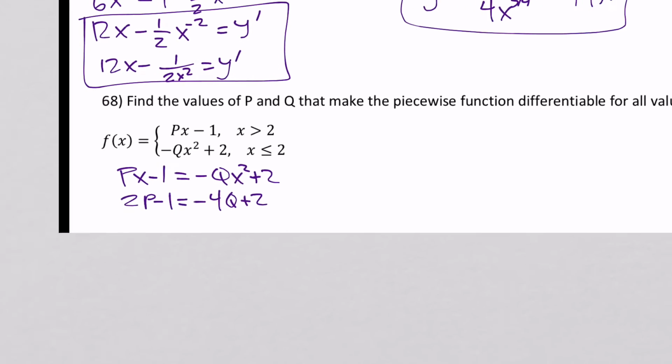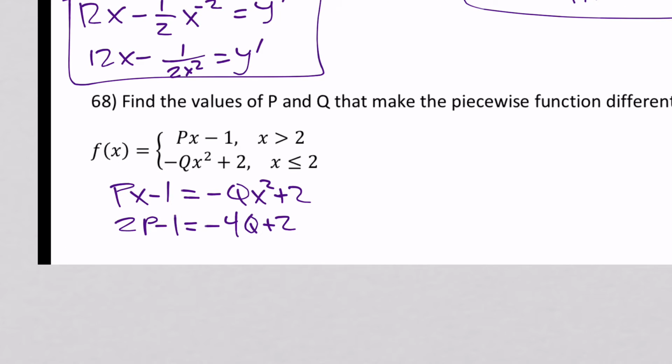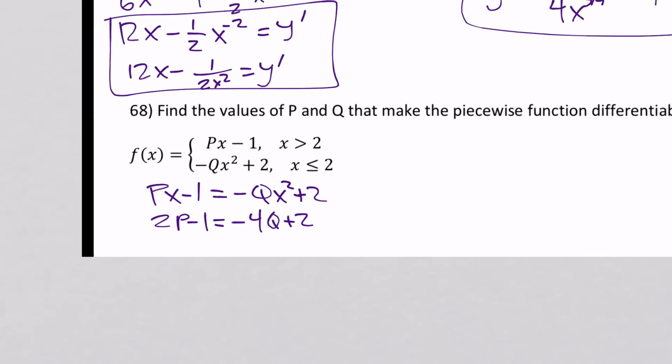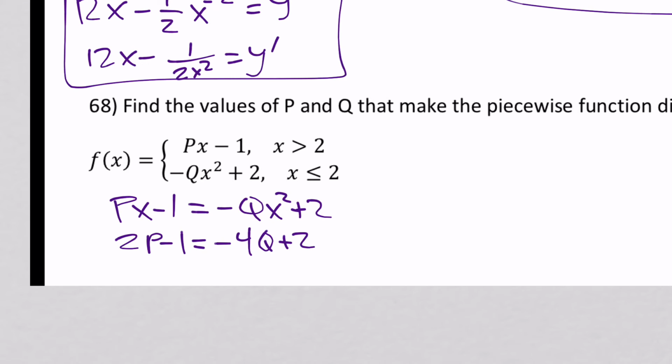Our second equation comes from the derivatives needing to be continuous. That's what it means for a function to be differentiable. The function is continuous, and the derivative is continuous as well. So what's the derivative of px minus 1? It is just p, equal to the derivative of negative qx squared plus 2.